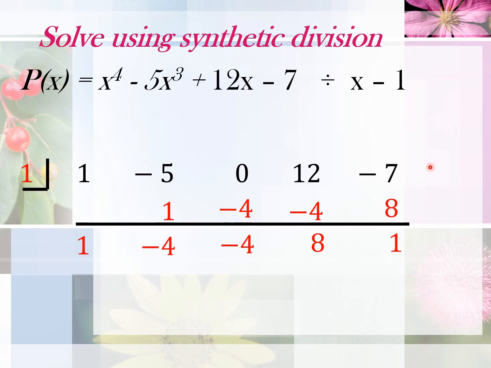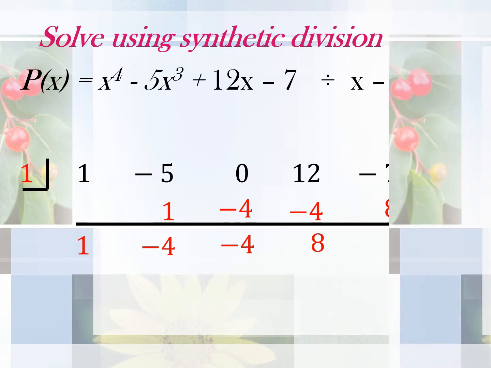So, since wala nang number dito sa right side, we can now stop the process. Ibig sabihin, yung 1 ngayon ang ating remainder. And ang ating quotient ay x cubed minus 4x squared minus 4x plus 8 plus 1 over x minus 1. Yan yung ating magiging quotient.